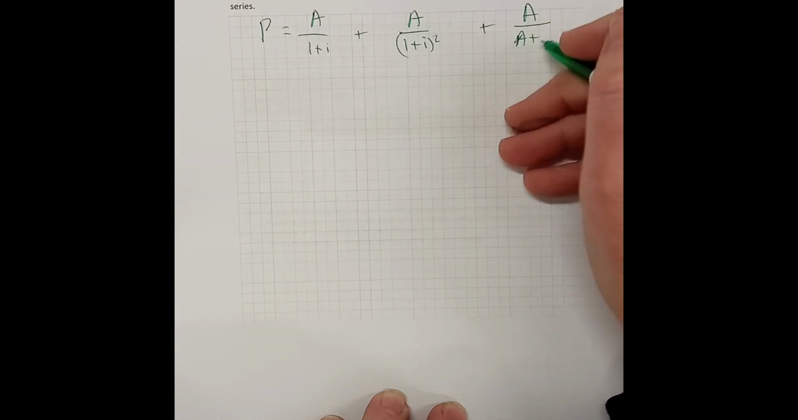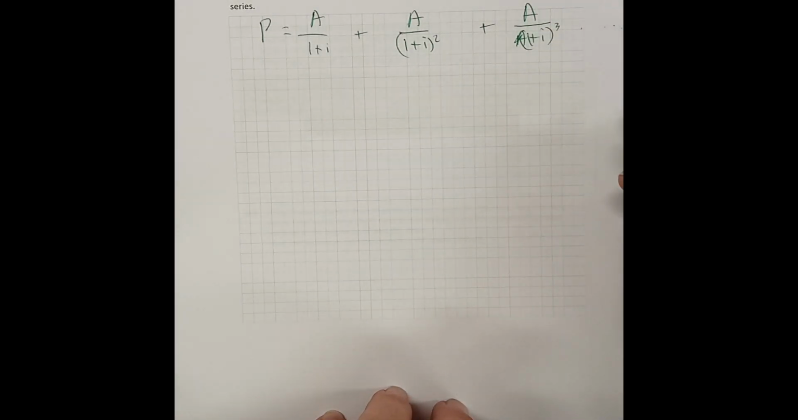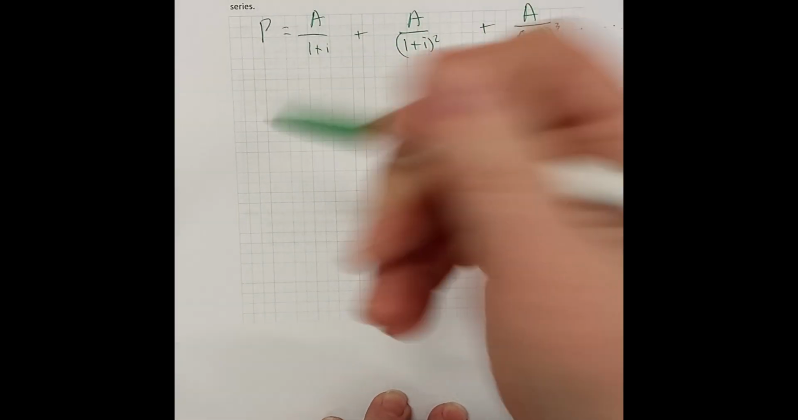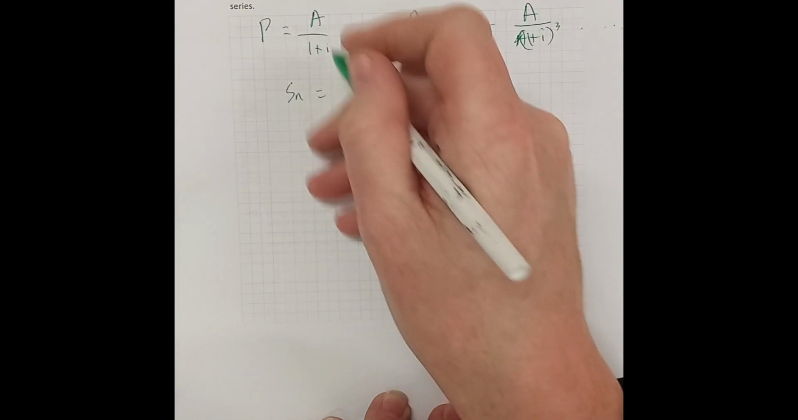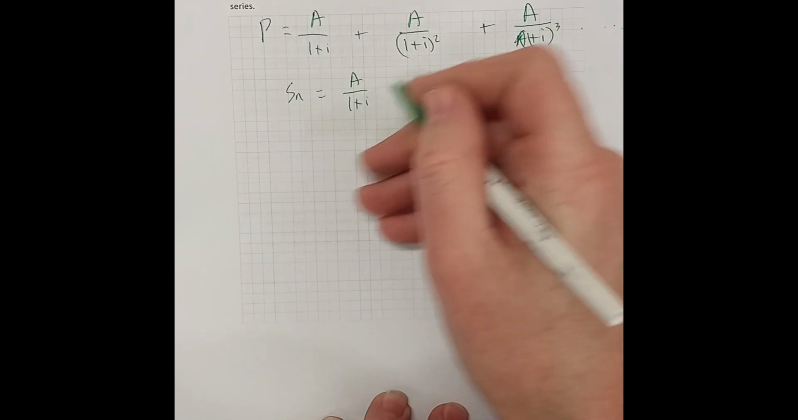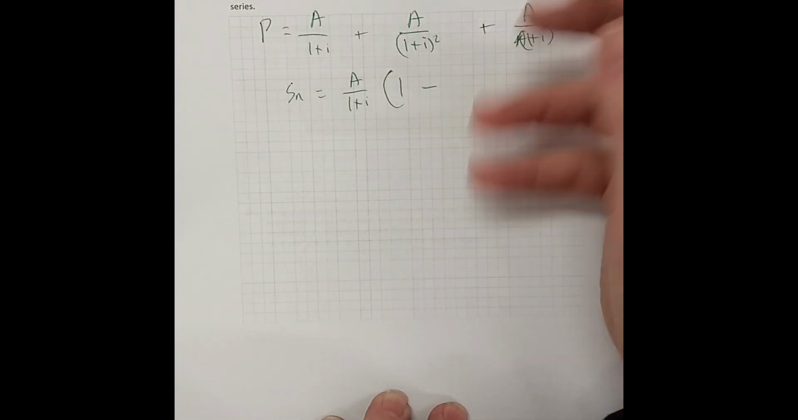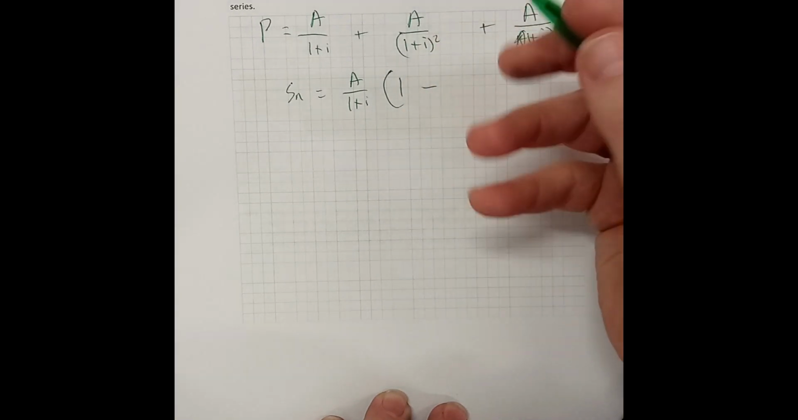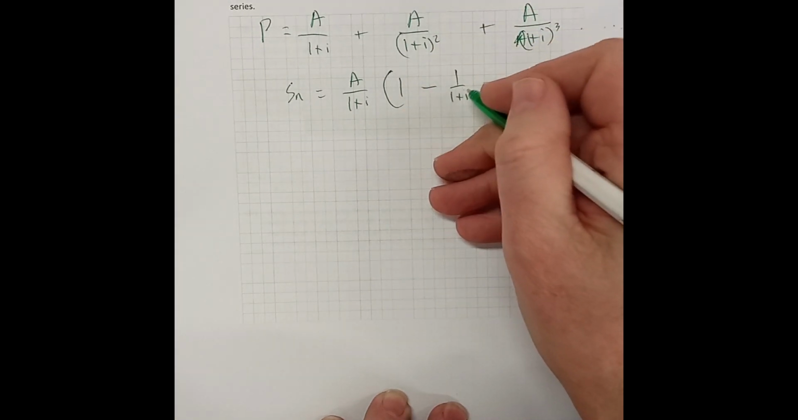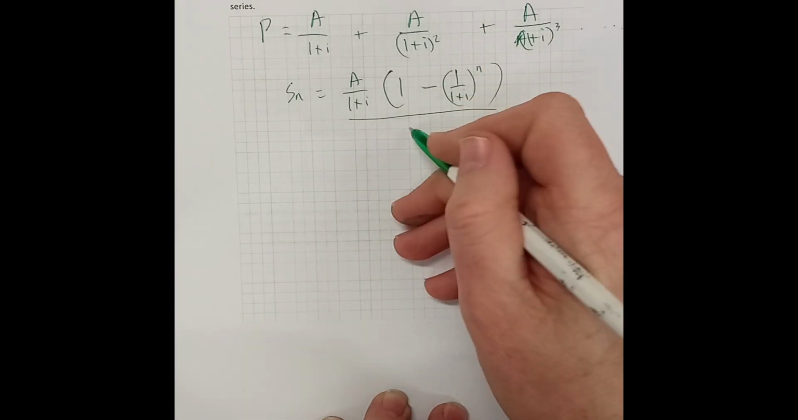Sorry, that's not 1 plus i cubed, and so on and so forth. That's the way it goes up. Okay, so let's put this into our S_n formula. S_n is equal to a times (1 minus r to the n) over 1 minus r, where r is going to be 1 over 1 plus i.